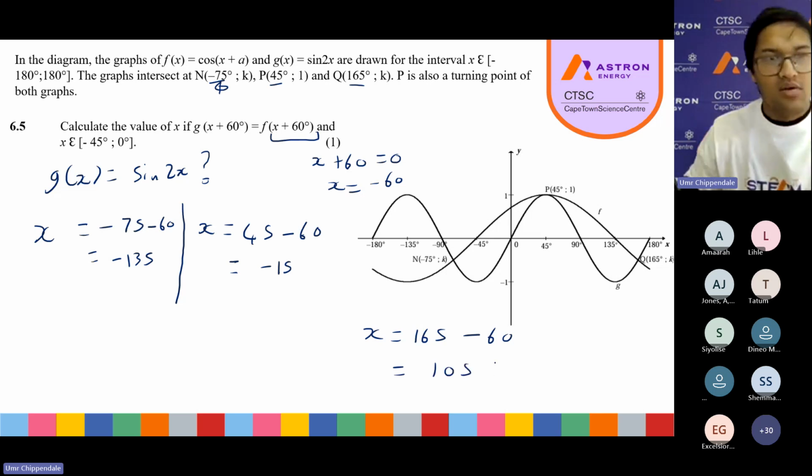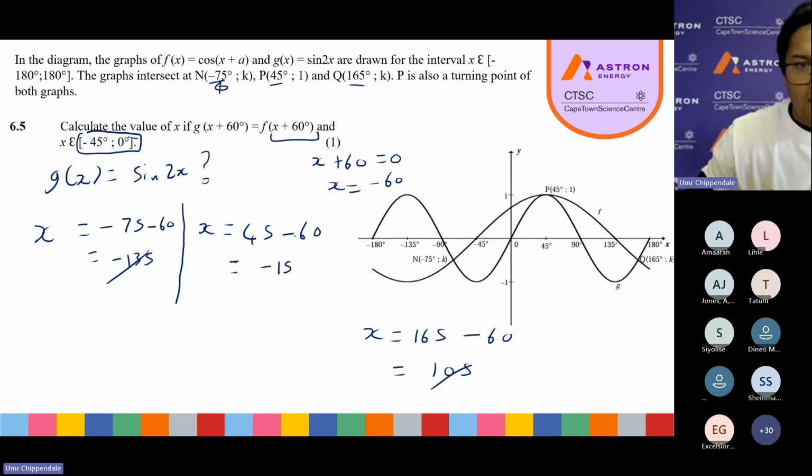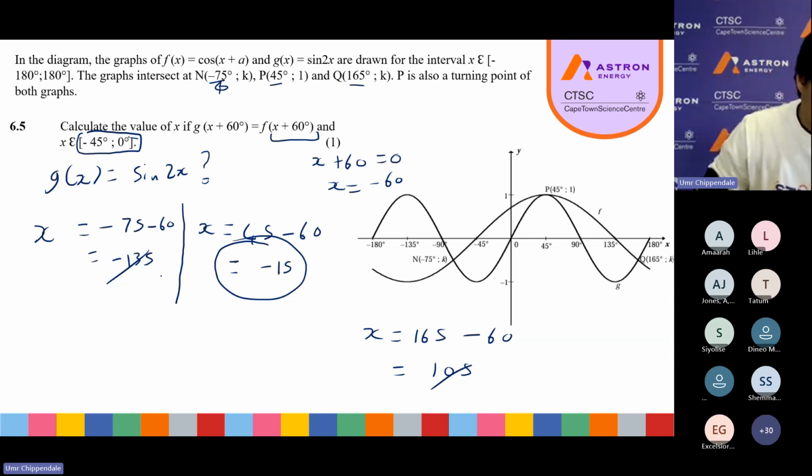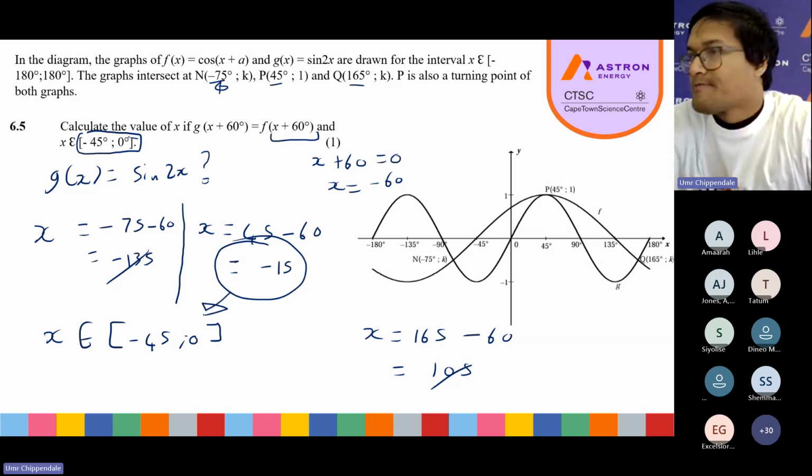They wanted to calculate the value of x, and it needs to be in between these, with negative 45 and 0 being included. This is not there because it's not in this section. This can't be it because it's higher. So the only value is this one over here, when x is negative 15. Therefore, we say that x is an element of negative 45 and 0, because negative 15 falls in this range.